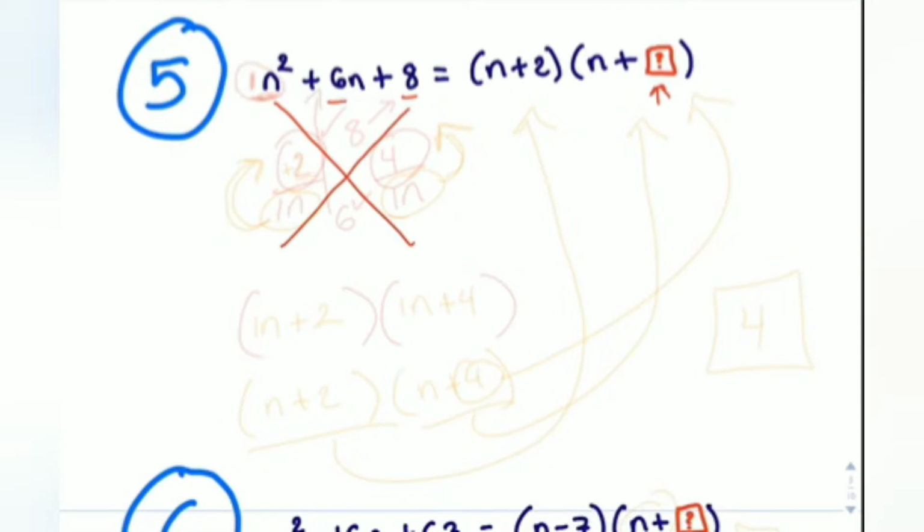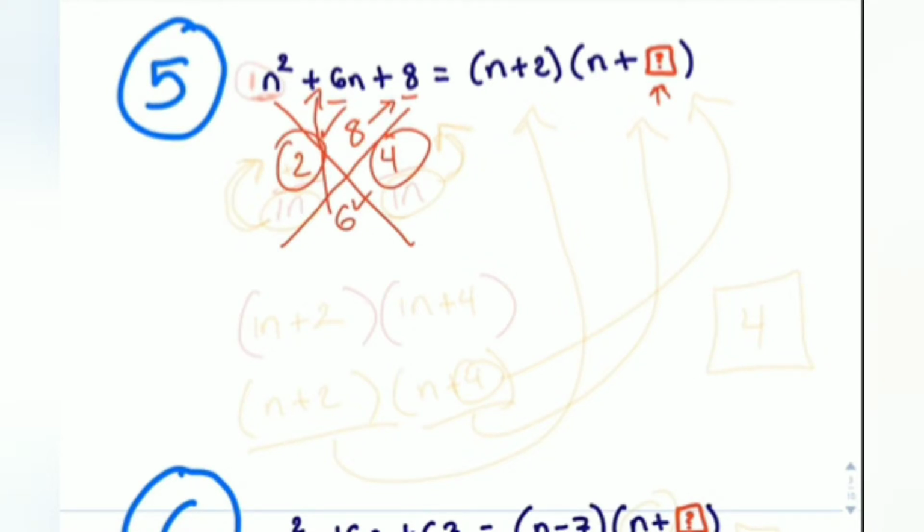So let's pick 2 and 4. When you multiply 2 and 4 it equals 8, and when you add 2 plus 4 it equals 6, the middle term. Good job. So our two numbers are 2 and 4. This is how we do it.